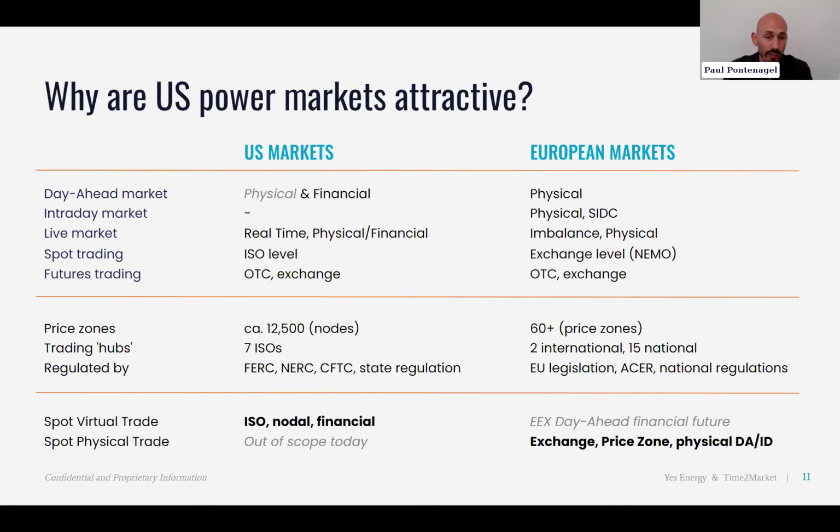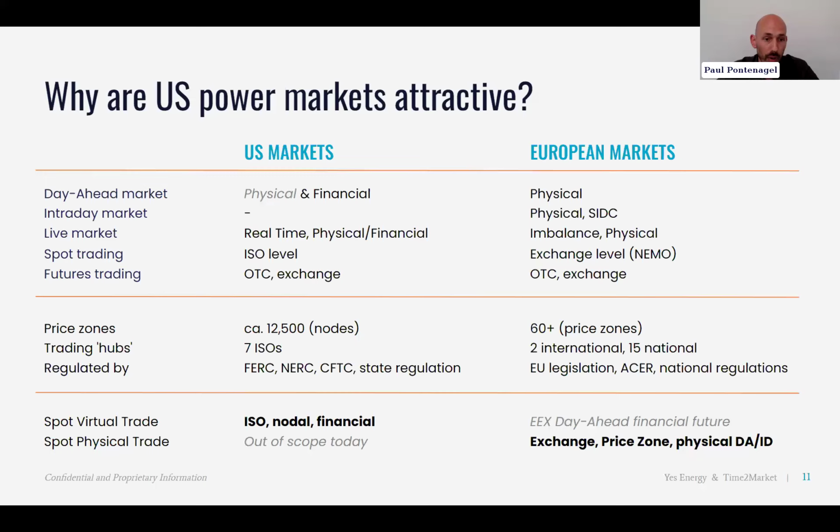In the US markets, you need to comply with the rules of the FERC, which is at the federal level. You also have the NERC, which is the North American level, also taking into account the Canadian and the Mexican markets. You have your CFTC, the commodity futures regulation, and state regulation. Whenever you go to the European markets, it is more on an EU level. We have a lot of legislation, for example, REMIT. We also have ACER. You need to be set up accurately with ACER, and you have your national regulations based on the countries where you are active.